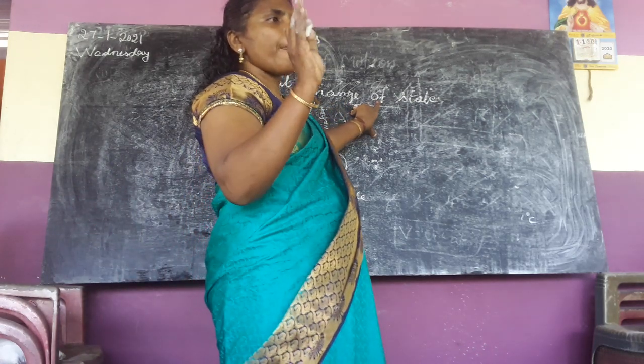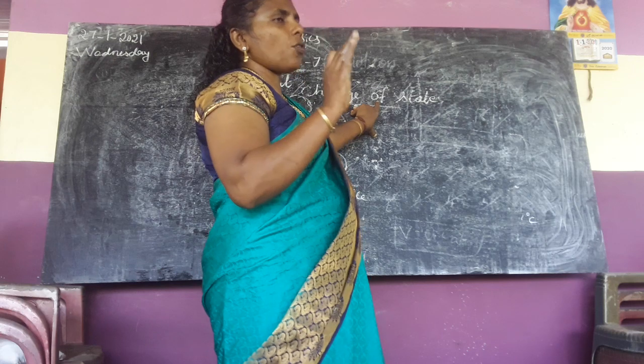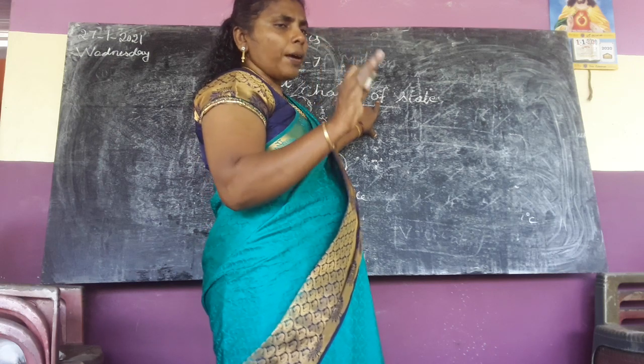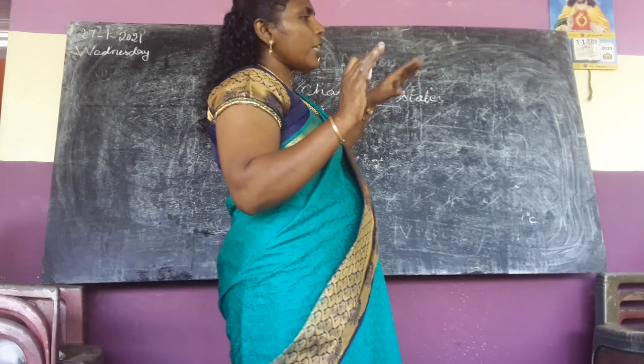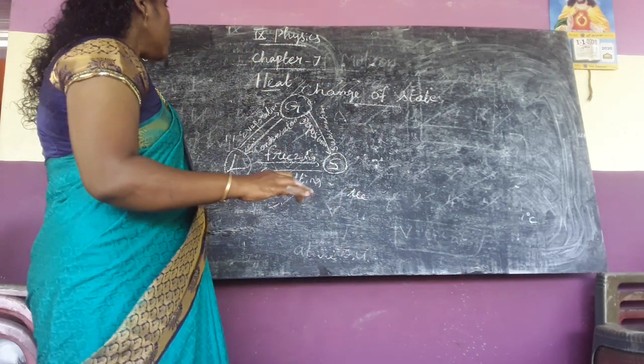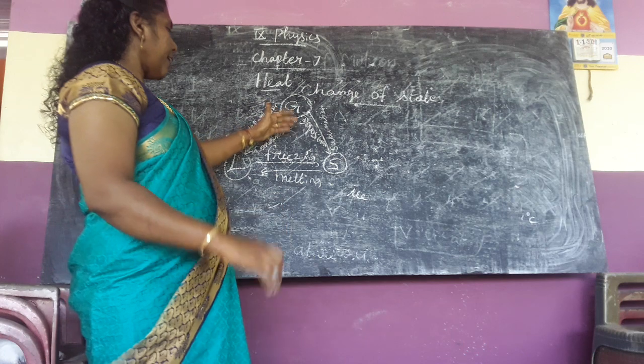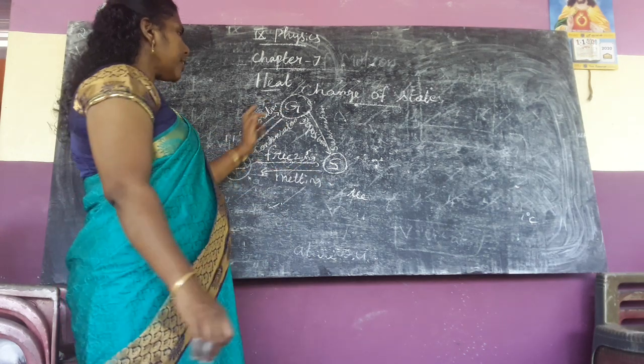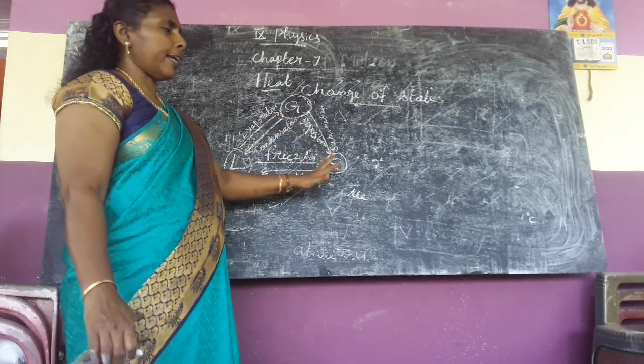So first, what is change of state? The process of changing from one state to another is called change of state. So draw a diagram: solid state, liquid state and the gaseous state. You have to draw the diagram.